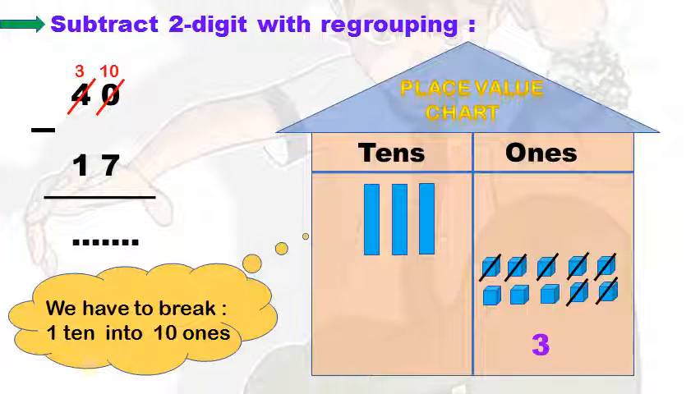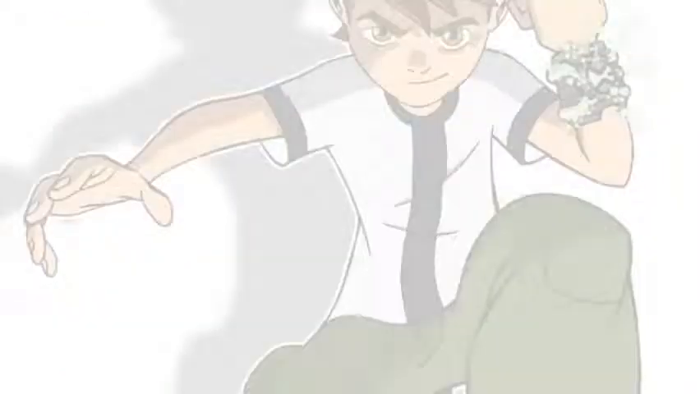What about the tens? 3 tens. I'm going to take from it 1 ten. So it's going to be what? 3 minus 1 equals 2. So my answer is going to be 23. Okay? Let's move to another example.